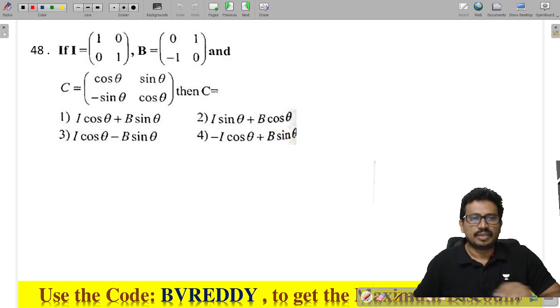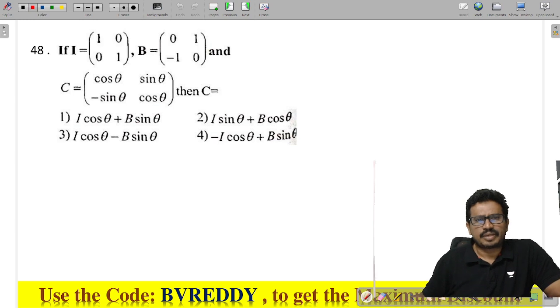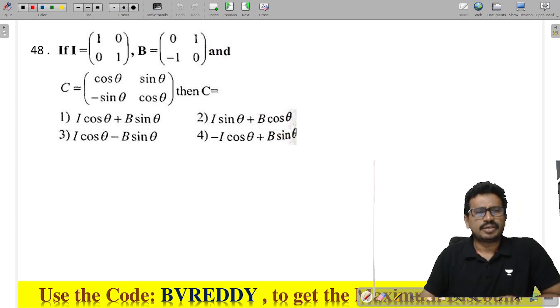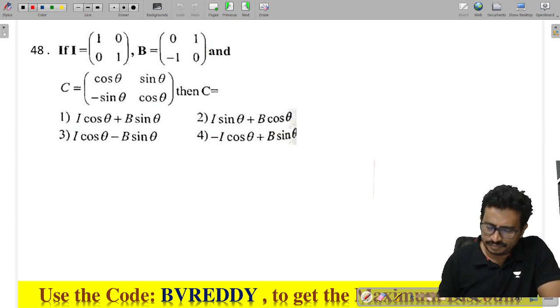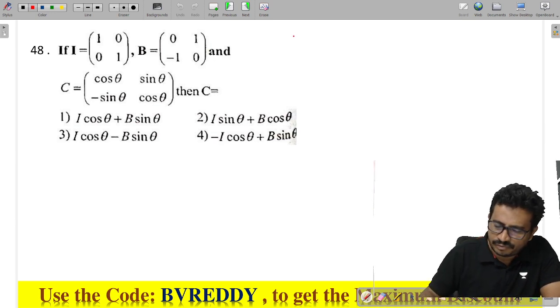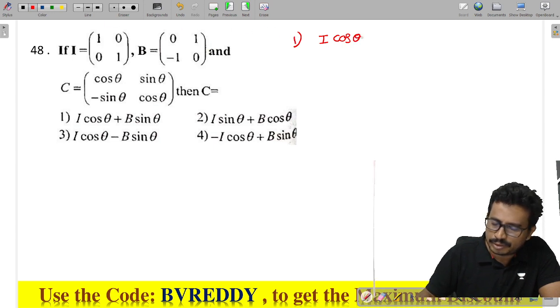Next, they have given the I matrix and some B matrix, and they have given some C, and they are asking how we can express the C. Let us do verification from the options. If you take option 1, they have given this form: I into cos theta plus B into sin theta.